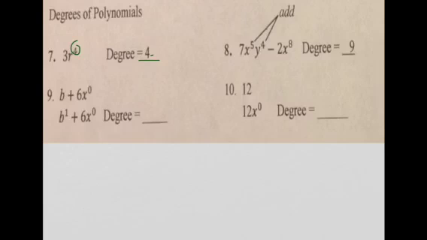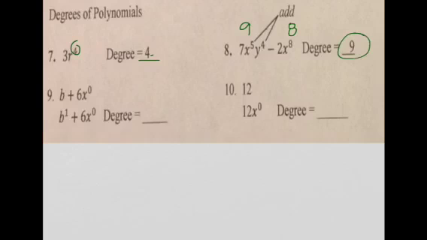Let's take a look at the binomial for number 8. In order to find the degree of the monomial, we need to add the two exponents. So the degree for this monomial is going to be 9. The degree for this monomial is going to be 8, and then we pick the largest degree.